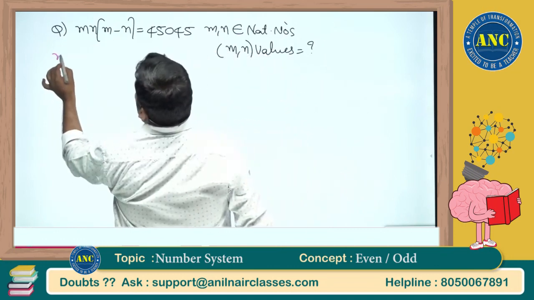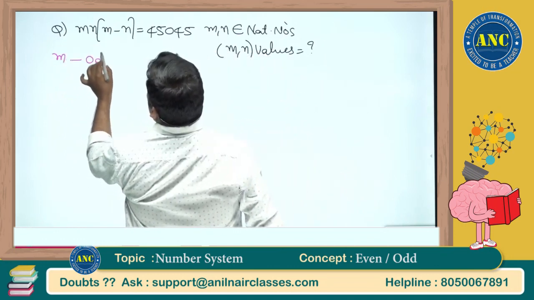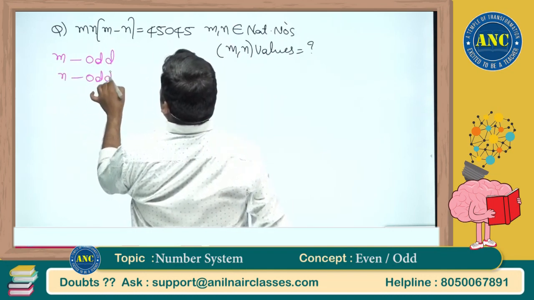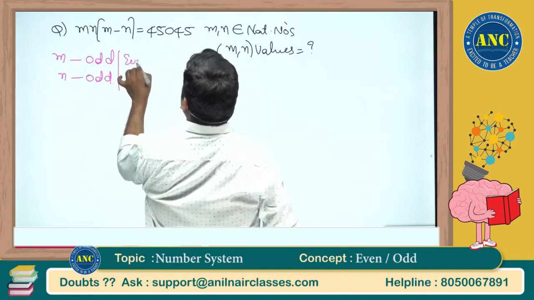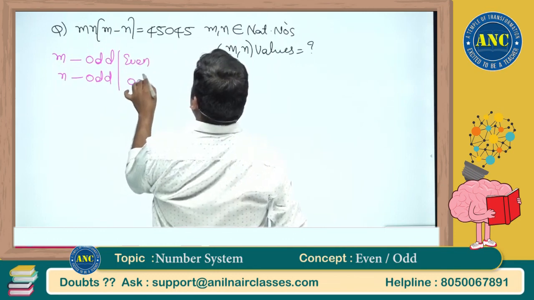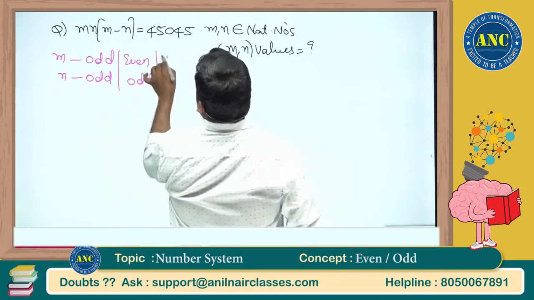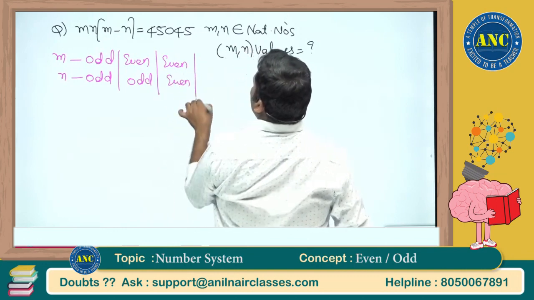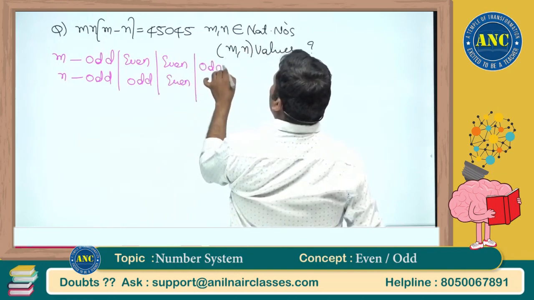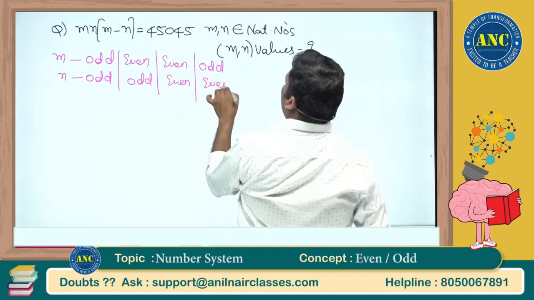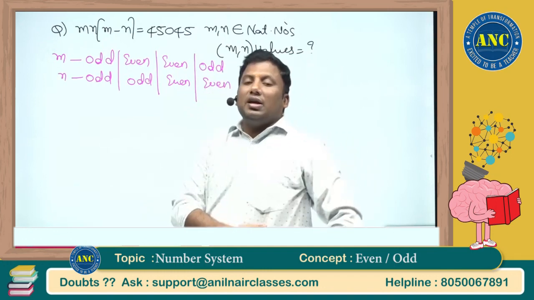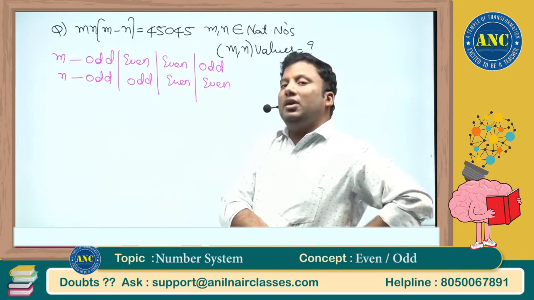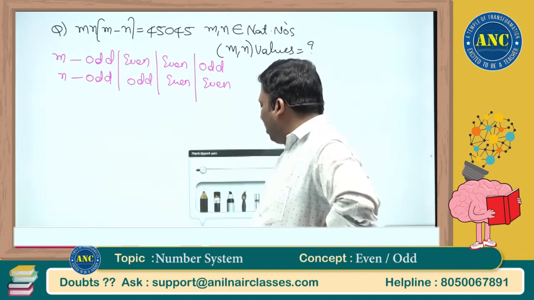M, N are natural numbers. That means if M is odd, N can be odd. If M is even, N can be odd. If M is even, N can be even. Or if M is odd, N can be even. These are the four cases which will come.